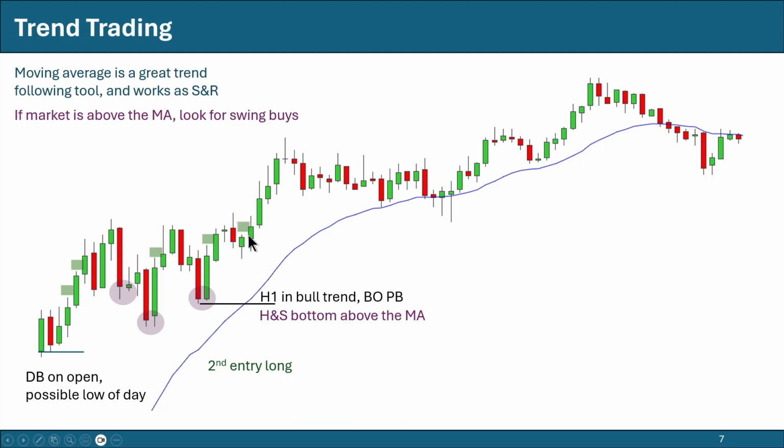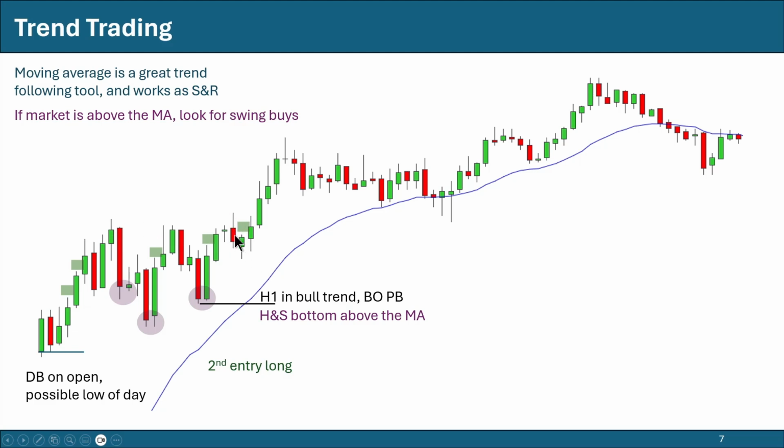Another place to buy, we have a high 1. So we have this bear bar created a high and then a pullback. And when it goes above that pullback, that creates a high 1. High 1 in a bull trend, that's a reason to buy. That's a good place to buy. It's also a breakout pullback.